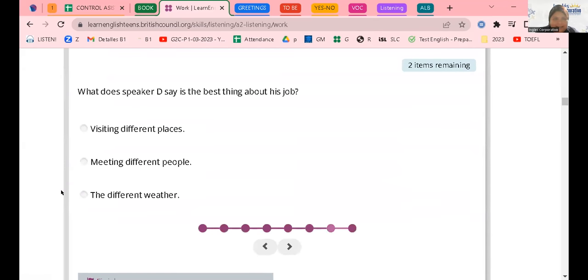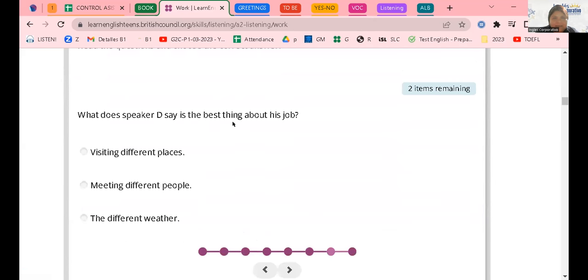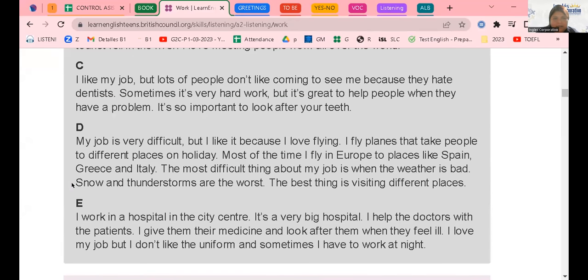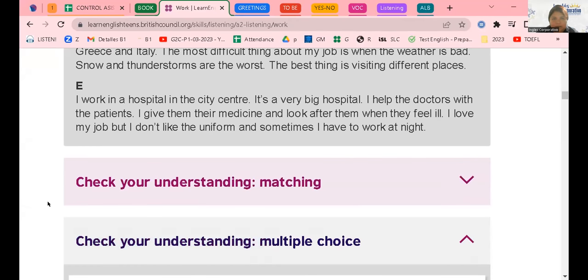Okay. What does speaker D say is the best thing about his job? Visiting different places. The different weather. Meeting different people. ¿Qué es la mejor parte de su trabajo? Okay, regresamos a la lectura. Visiting different places. Number one. Yes. Where is that information? ¿Dónde está esa información? In the paragraph. The best thing is visiting different places. Okay.